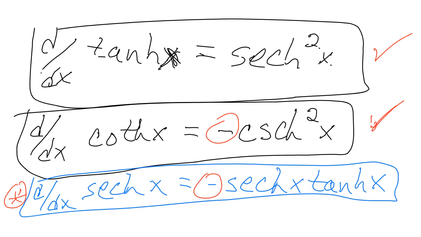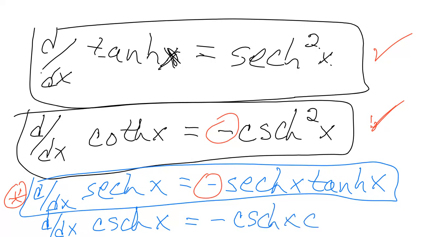And then let's just look real quick at what the derivative of csch x is. Once again, all these can be proven pretty easily using the definition of what these functions are. Csch is 1 over sinh x. But anyway, this ends up being minus csch x coth x.